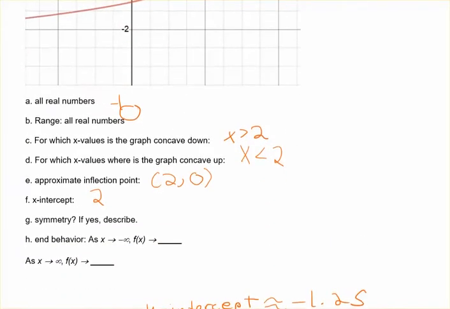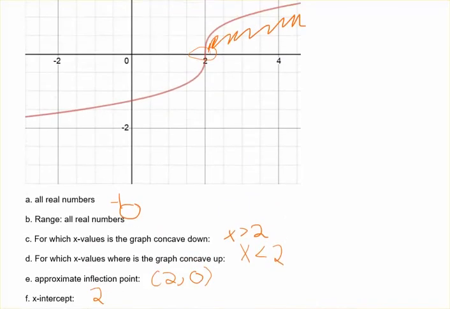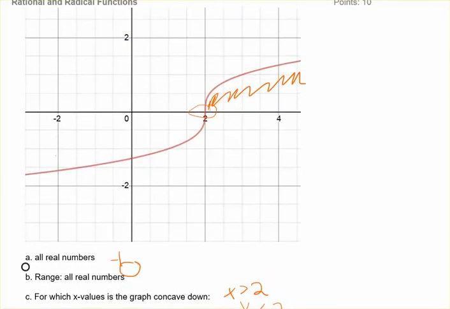End behavior. What's happening as x approaches infinity? So as x gets bigger and bigger, what's happening to the graph? Well, the graph is also going to approach infinity. And what happens as x gets smaller and smaller and smaller? The graph, or the y value, is also going to approach negative infinity.